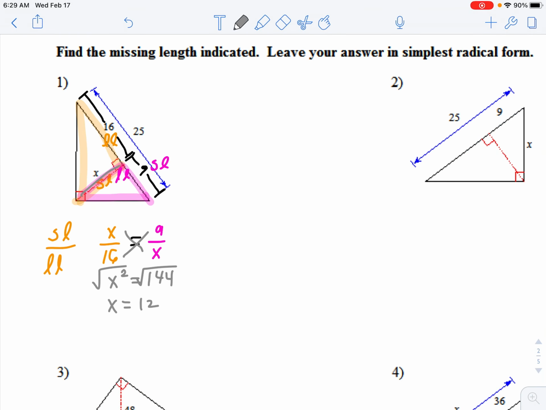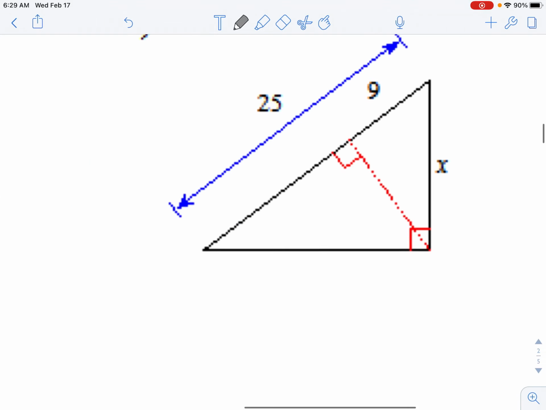So in this case right here, we found the altitude of a triangle. That might be helpful because then we can find the area of the triangle and all kinds of cool stuff. All right, let's just keep cruising right along.